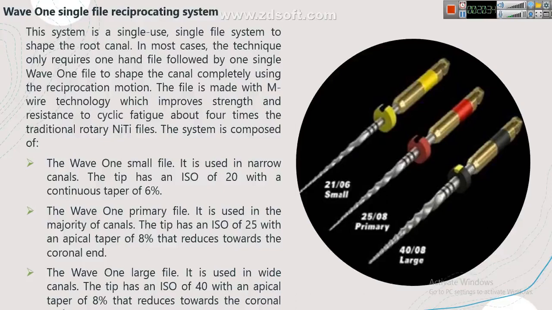The WaveOne large file has the color code black. It is used in wide canals. The tip has an ISO size of 40 with an apical taper of 8% that reduces toward the coronal end.